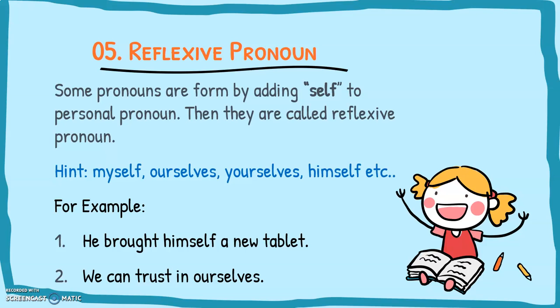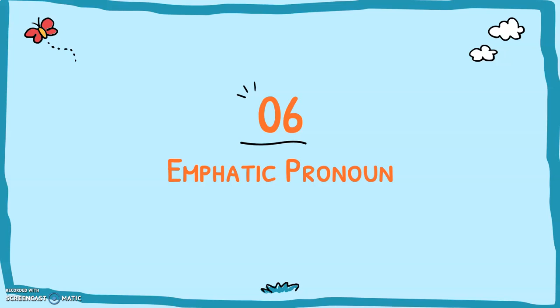Next is, we can trust in ourselves. Now see here, himself and ourselves. What are those? They are personal pronoun words where self is added, and so they are called reflexive pronouns. Next, the last type is emphatic pronoun.